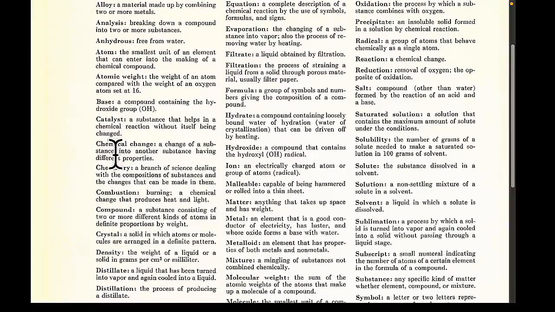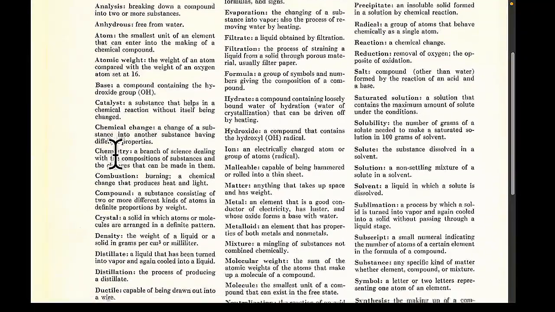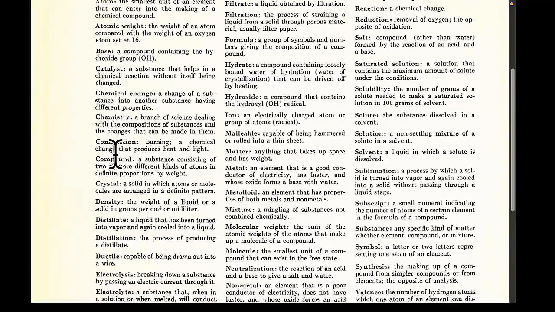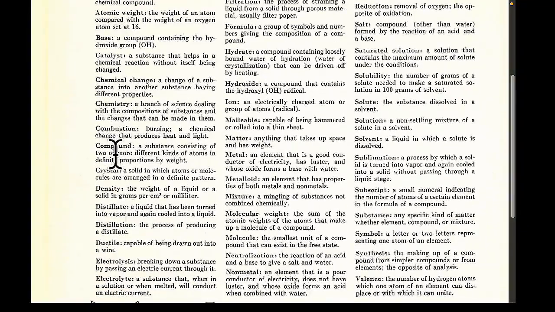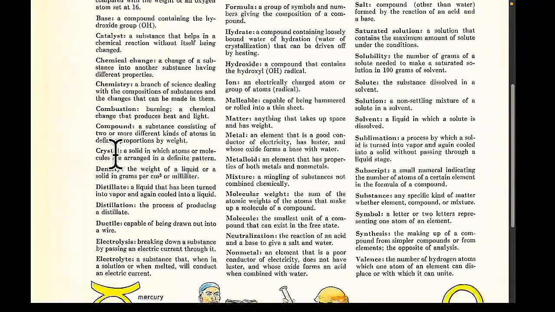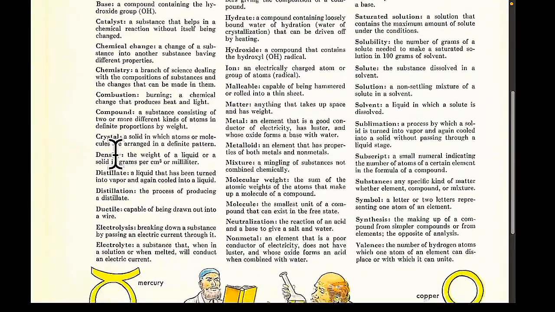Words used by chemists. Acid, a hydrogen-containing compound that releases hydrogen ions in solution. Alloy, a material made up of combining two or more metals. Analysis, breaking down a compound into two or more substances. Anhydrous, free of water. Atom, the smallest unit of an element that can enter into the making of chemical compounds. Atomic weight, the weight of an atom compared with the weight of an oxygen atom set at 16. Base, a compound containing the hydroxyl group OH.